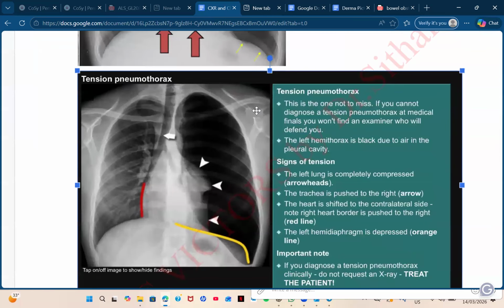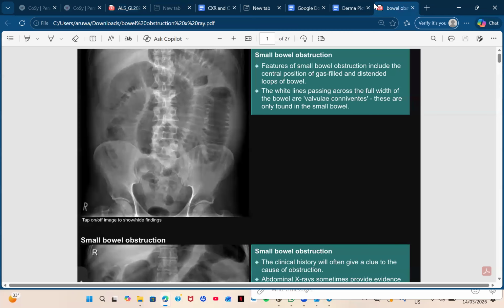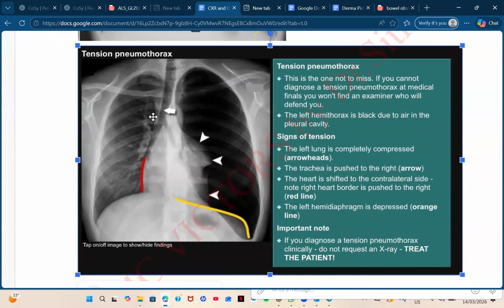So let's discuss how tension pneumothorax presents. Here, what can we see, doctors, in tension pneumothorax? What can you see here? Yes, tracheal deviation, right? Tracheal deviation to which side, doctors? In pneumothorax, the trachea is deviated to which side? Yes, the healthy side, the opposite side from the pneumothorax.